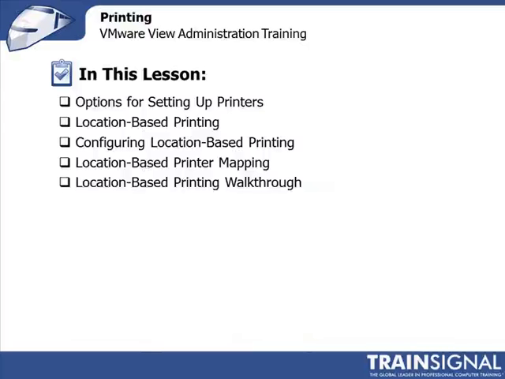So in this lesson, we'll discuss the options that you have for setting up printers within your virtual desktops. And we'll talk very specifically about one of those options, location-based printing. That's a feature built into VMware View. Then we'll talk about how you configure location-based printing. Then discuss the mapping of printers using location-based printing. And finally do a walkthrough to show you how to set it up. So let's get started.